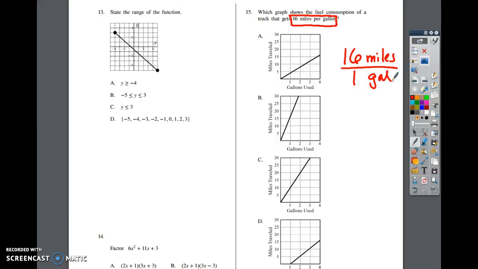So if you go look at your graph, go look at 1 gallon and make sure that it's giving you 16 miles. 1 gallon, 16 miles. Which one gives you 16 miles per 1 gallon? B. Okay? Rise over run. You go up 16 over 1. That's why it's 16 miles per 1 gallon.